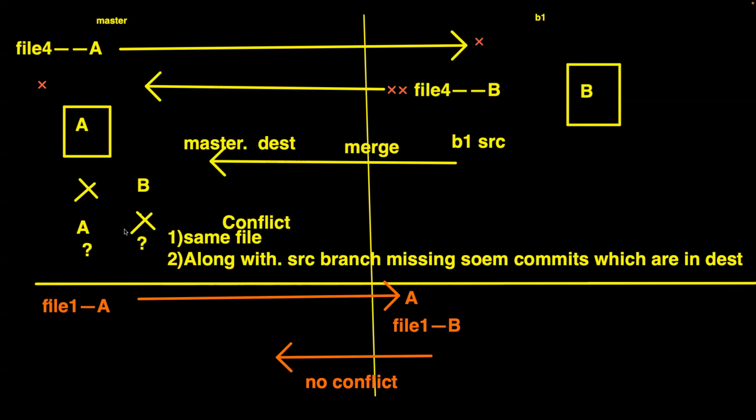So I explained the same scenario with another file. There is a file 1, with the commit A. When I made a branch, obviously A is also there on the B1 branch. Then I made some changes to file 1. Then I am committing. I don't get a conflict because the source is not missing any commits here, even though it's the same file.